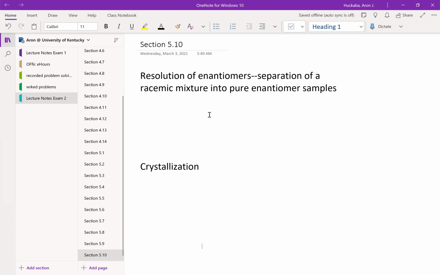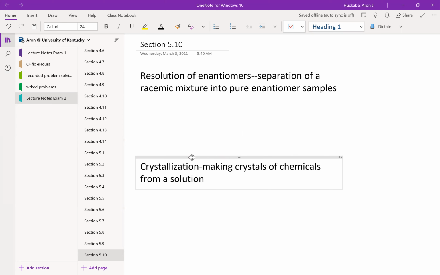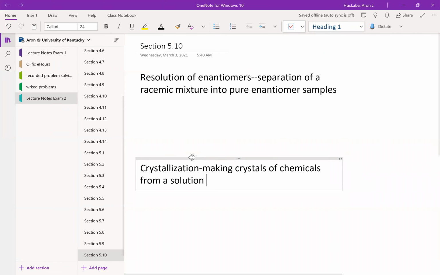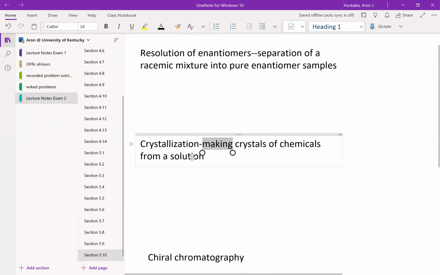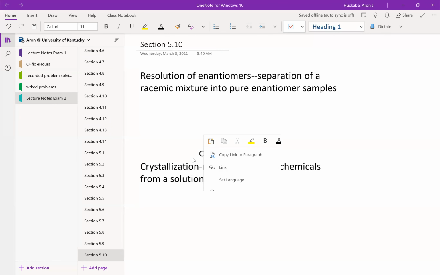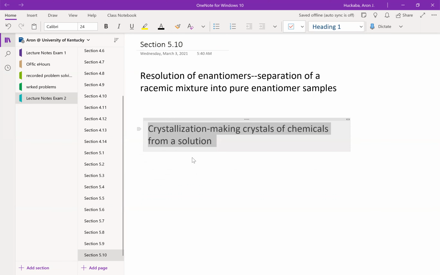One of the most common ways to do this is by crystallization. And in crystallization, you are making crystals of chemicals from a solution. You might have done this in a Gen Chem lab, or perhaps in organic chem lab if you were in those this semester. Basically, with resolution of chiral species, you are doing the crystallization with a chiral molecule.